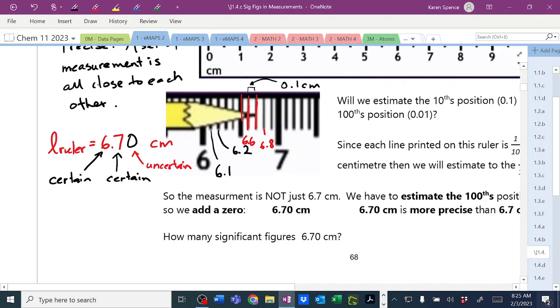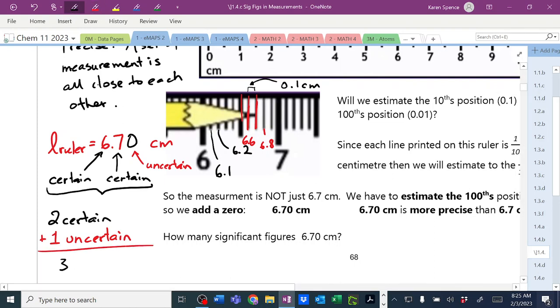So in terms of significant figures, if we count them up, we will be counting all the certain digits. Well, there are 2 certain digits. So we have 2 certain, plus we have, of course, only 1 uncertain digit, always only 1 uncertain, and that gives us a grand total of 3 sig figs, significant figures. That means this measurement has 3 meaningful digits in it. All right.